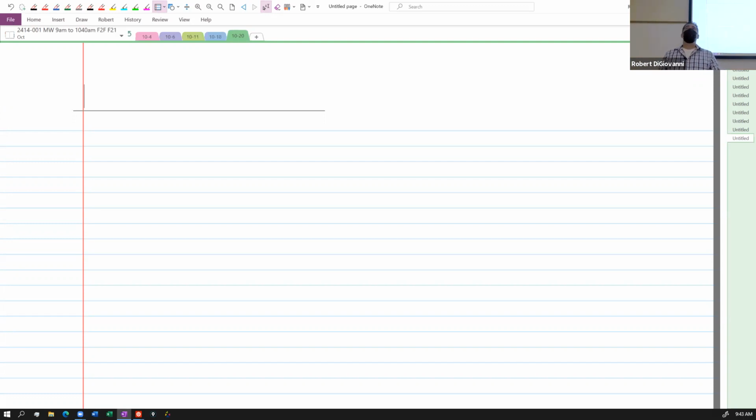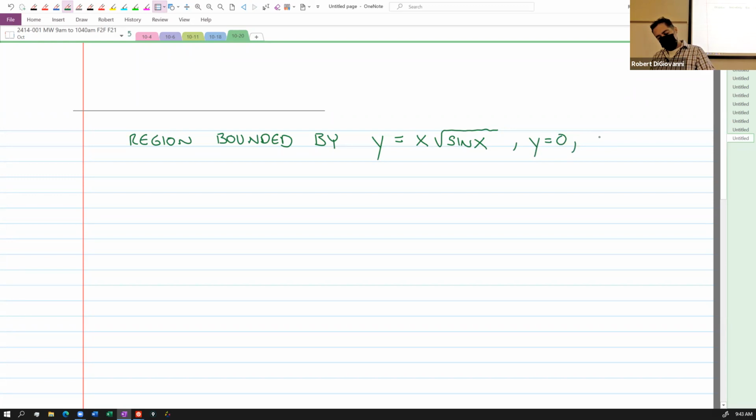Okay, so what I'd like for us to do is consider the region bounded by, here's the function or equation, y equals x square root of sine x, y equals 0, x equals pi. I've given you 3 different curves, and I want you to see what the region bounded by those 3 are.